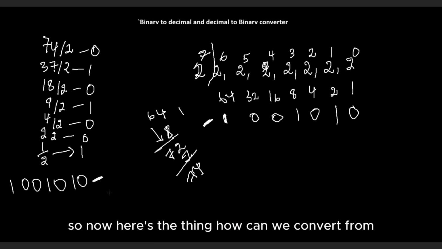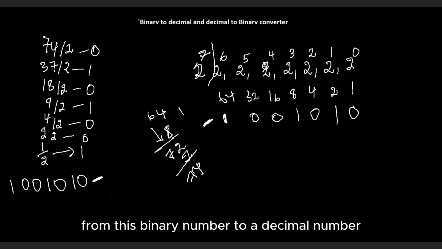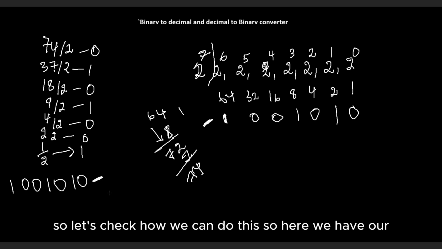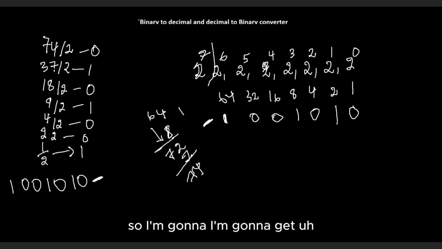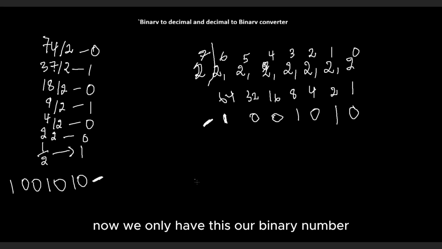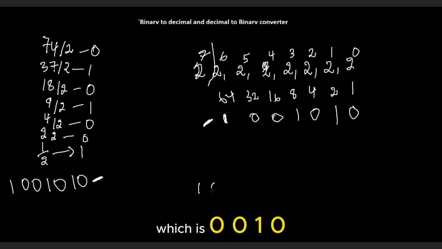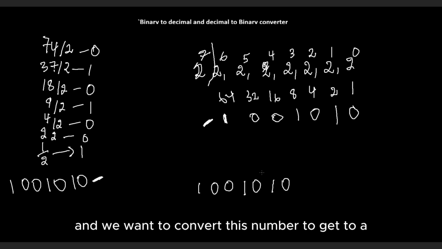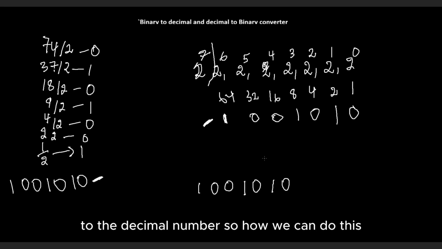Now here's the thing. How can we convert from this binary number to a decimal number? Let's check how we can do this. I'm gonna get rid of this to have some more space. In this case, we now only have our binary number, which is 1001010, and we want to convert this number to get to the decimal number. How can we do this?